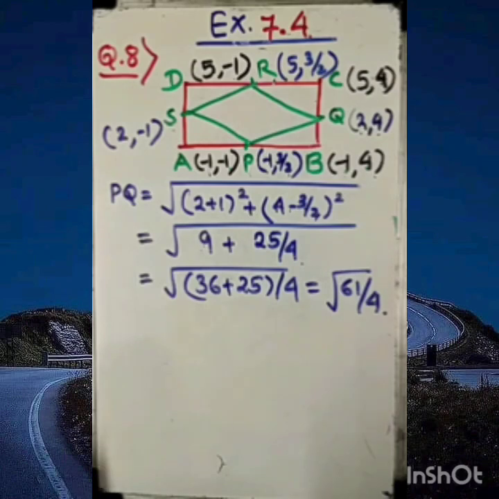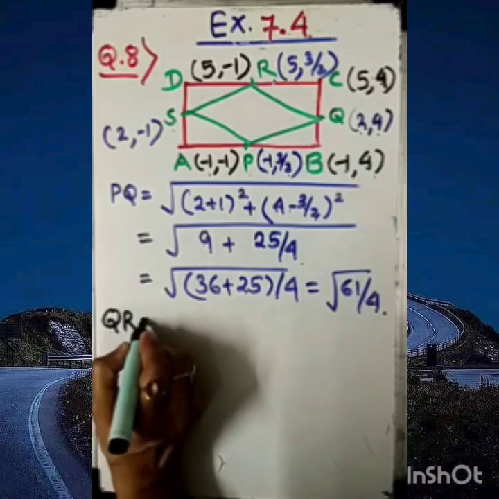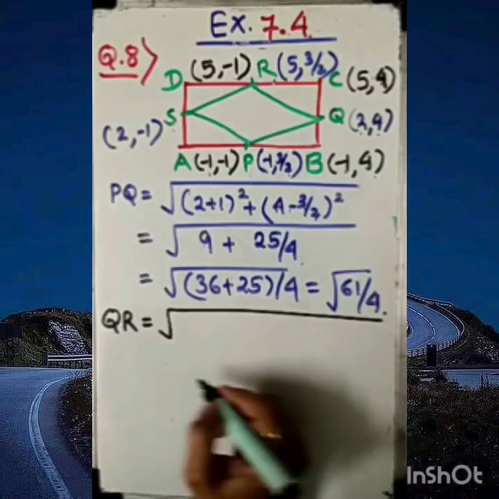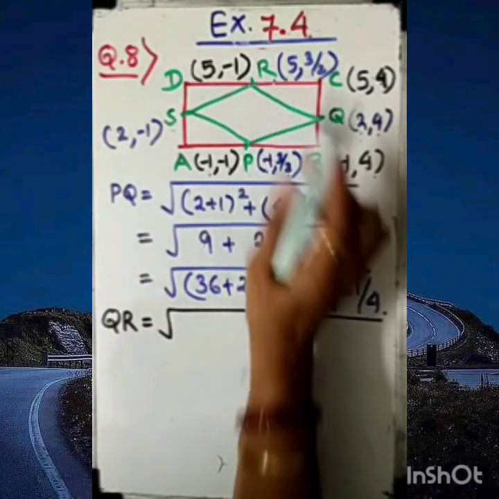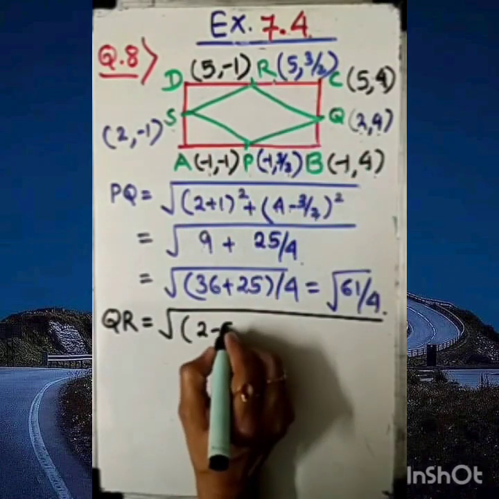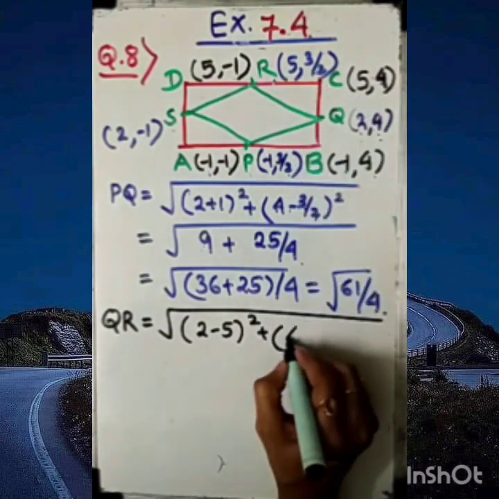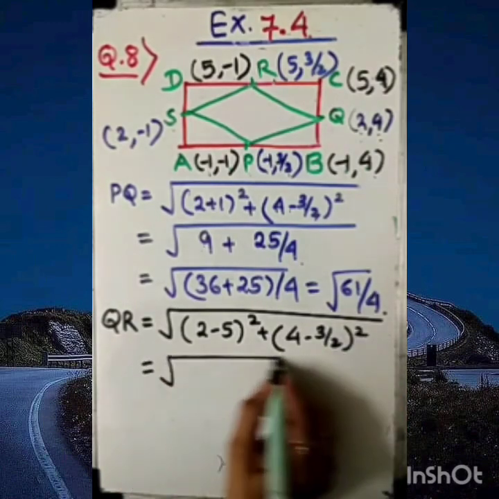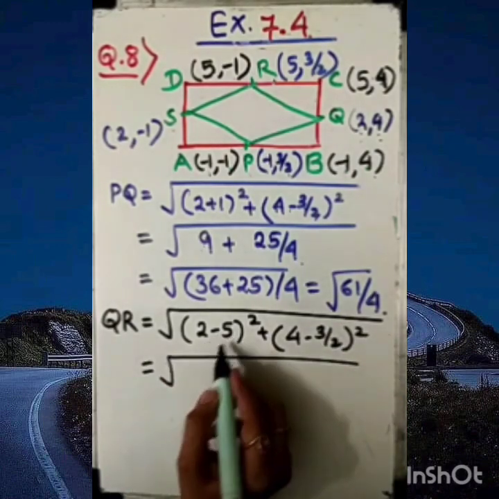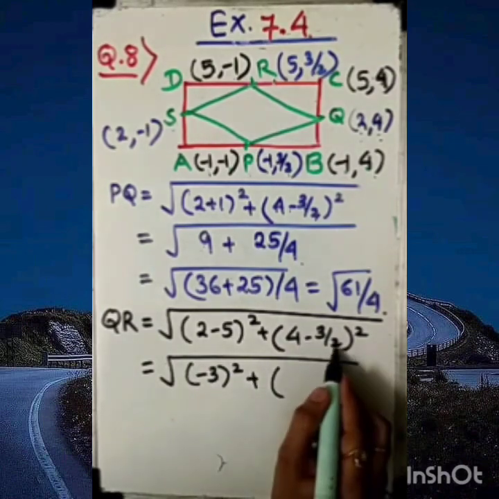The same procedure we are going to apply to find the distance from Q to R. That is, QR equals, let's work out QR: under root of (2 minus 5) whole squared, plus (4 minus 3/2) whole squared. Got it? So under root, 2 minus 5 is minus 3. Now for this we need to take the LCM.